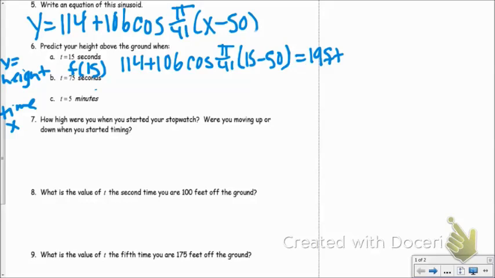If I want to evaluate this function at f of 75, again, same thing. I'm going to take that 75 and replace it with my x. The last one's a little tricky because it's 5 minutes. Remember, my x-axis was in terms of seconds, so I actually have to evaluate this not at 5, but at 60 times 5, which is 300.